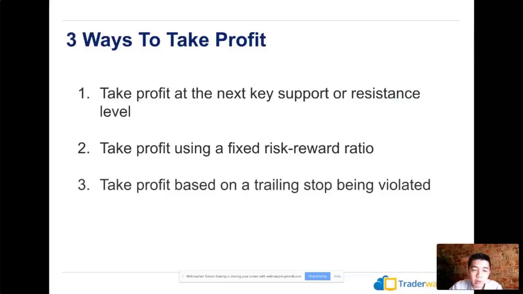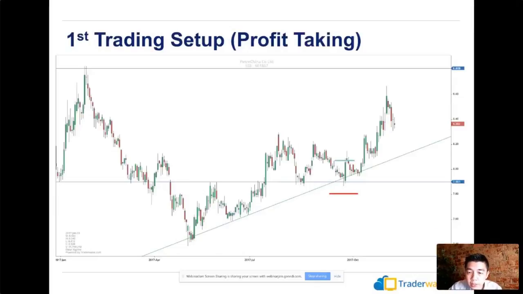All right. And of course, the third way, you could potentially take profit based on the trailing stop being violated. All right, so I'm going to show you an example of what this means. So if we go back to the first trading setup about profit taking, remember, the baby blue line is where we enter the trade. The red line is where we potentially place our stop loss. All right, and now let's say the trade is starting to work out as what you can see over here, 3 ways you can consider taking profit.